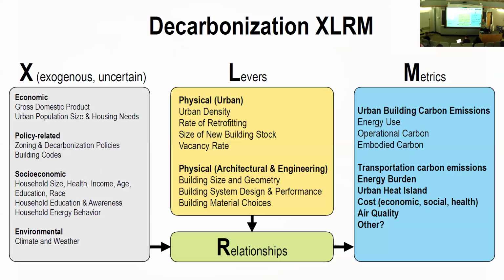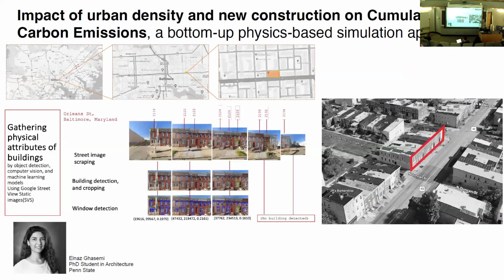So if you define this in the context of the XLRM framework, we see these factors that are uncertain. These are our levers from physical urban to physical architectural. We have to identify relationships and then metrics. So we're not going to do all of this, but we're going to measure these relationships in the context of these three primarily. So this is the work of Elnaz, my PhD student.